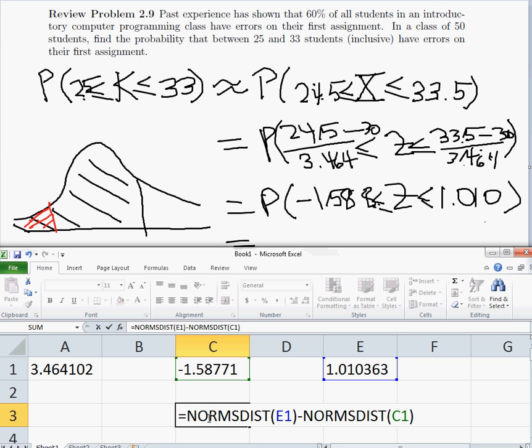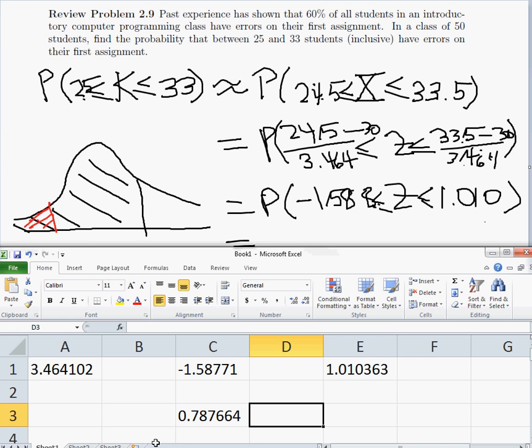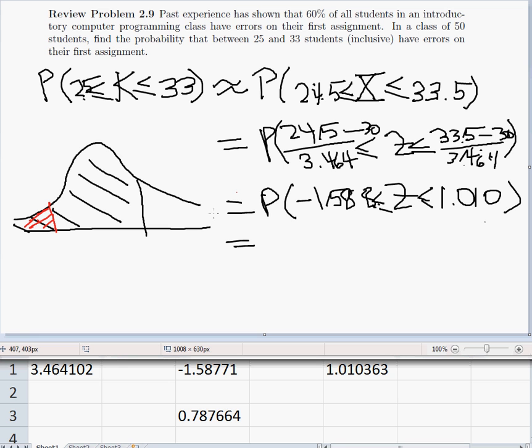Hitting enter, I get the answer, which is 0.7877. So to 4 decimal places, the answer is 0.7877. So that's the answer using the normal approximation.